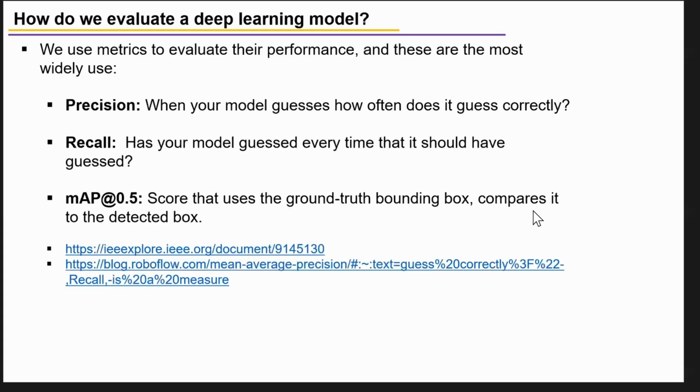So precision is how often your model guesses correctly. Basically, how many times does it guess correctly? Recall is whether your model has guessed every time that it should have guessed. So basically, precision and recall are different ways of incorporating false positives and false negatives.